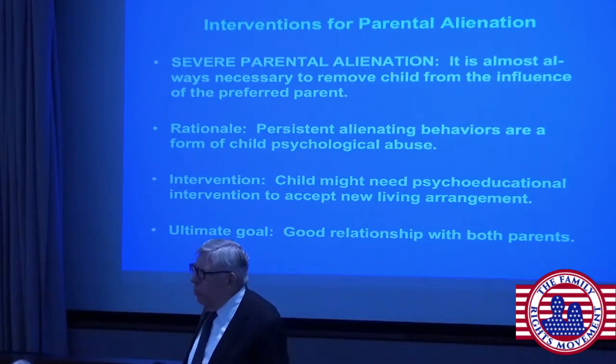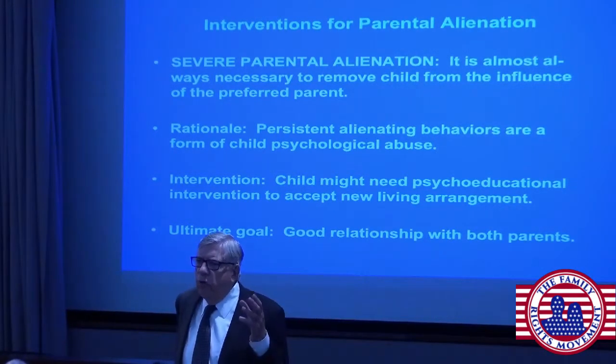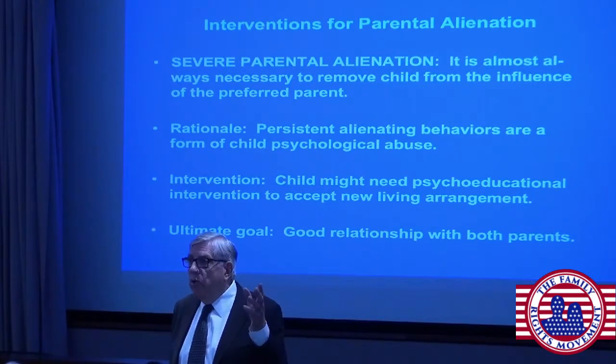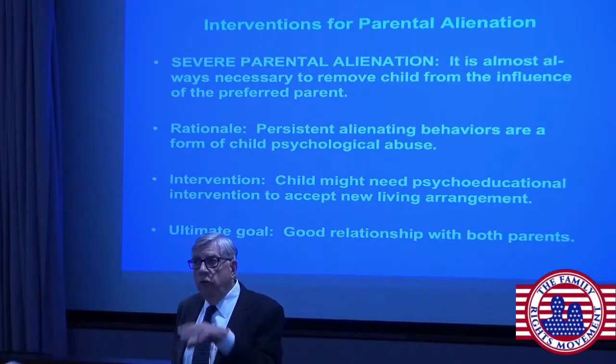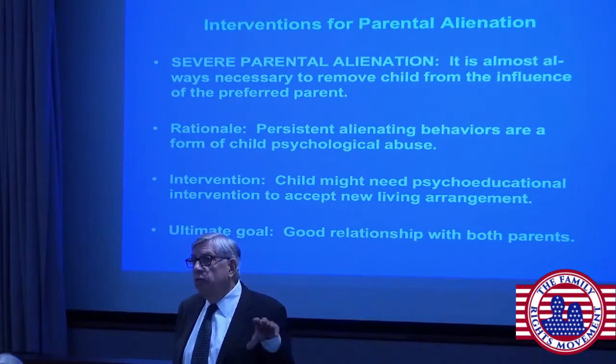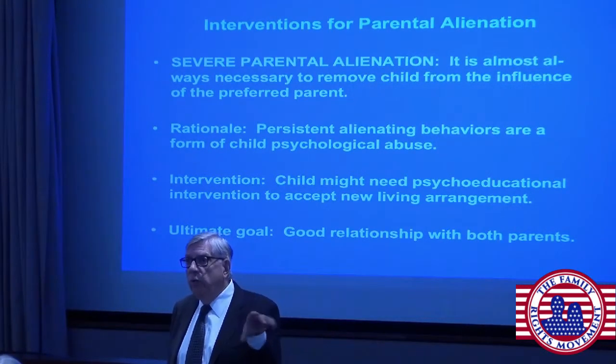Now, the question is, where should the child go? Sometimes they just go to the other parent. And sometimes that works out fine. Sometimes they need to go to a neutral place. I had a child once go to an aunt and uncle's house for a while. Sometimes they go to a boarding school to get away from both parents.